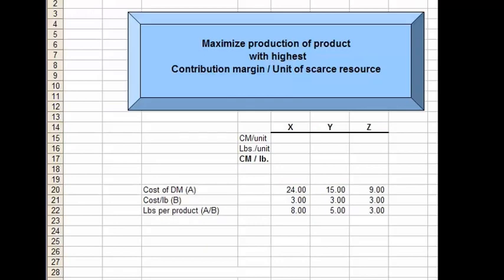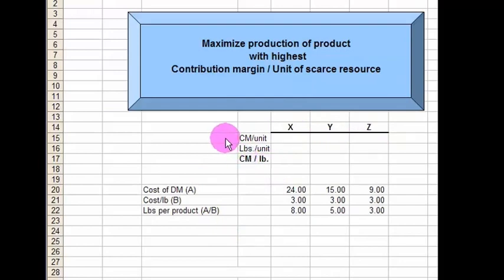In a scarce resource situation, this is the rule that you want to remember. The rule is produce the product with the highest contribution margin per unit of scarce resource. So it's not the contribution margin per unit, it's the product with the highest contribution margin per pound of raw material or per hour of direct labor, whatever you measure the scarce resource in. So let's illustrate that. Here, raw material is our scarce resource. So what we need to compute for X, Y, and Z is what's the contribution margin per pound of raw material.